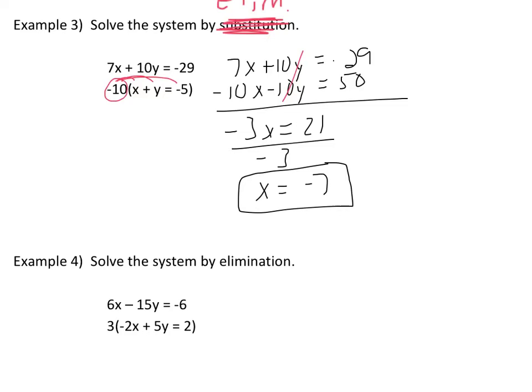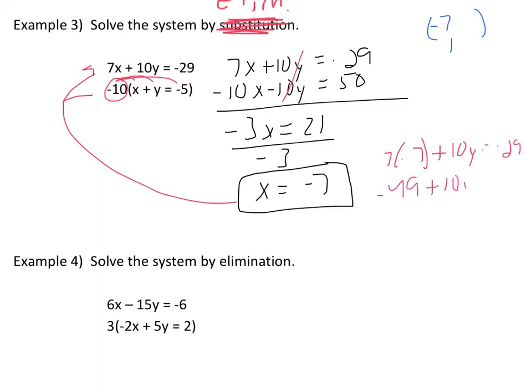But don't forget, we're looking for a coordinate. Our x is -7. We have to plug that number into one of these two equations. Okay, I'm going to choose the first one, which gives us 7 times -7 plus 10y equals -29. And we have -49 plus 10y equals -29. If we add 49 to both sides, we get 20. Divide both sides by 10, and we get 2 for y.